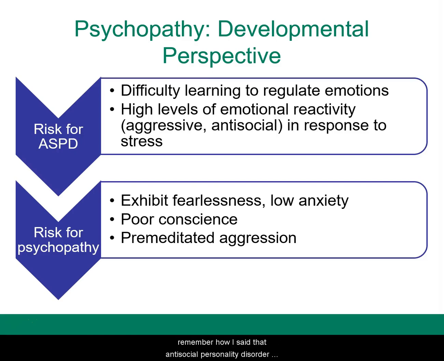Remember how I said that antisocial personality disorder can often lead to psychopathy. So here you see risk for antisocial personality disorder: difficulty learning to regulate emotions, high levels of emotional reactivity. Okay, they're aggressive, they're antisocial. If that continues and it gets worse, then they could end up exhibiting fearlessness, low anxiety, poor conscience, and premeditated aggression. Okay? And that's where it's leading to psychopathy.